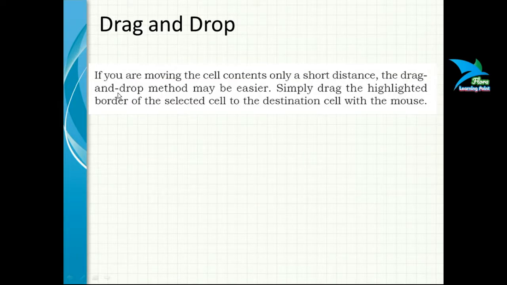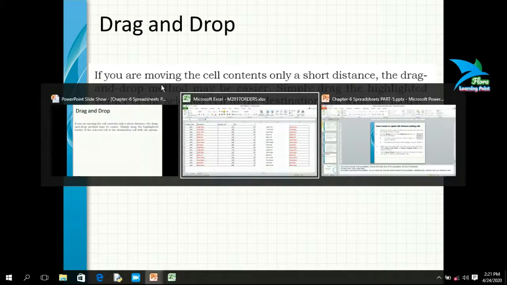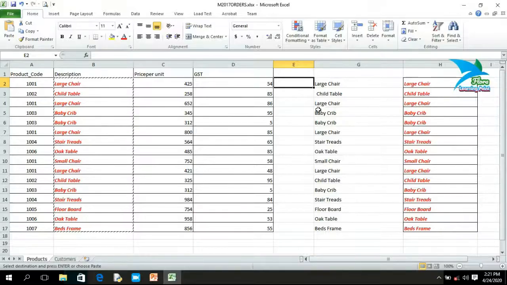Next we'll discuss drag and drop. Drag and drop means if you move the mouse pointer while pressing the mouse button, that is known as dragging. And when you release the mouse button after dragging, that is known as dropping. We already discussed the use of dragging and dropping for moving or copying cells in the previous slides also.